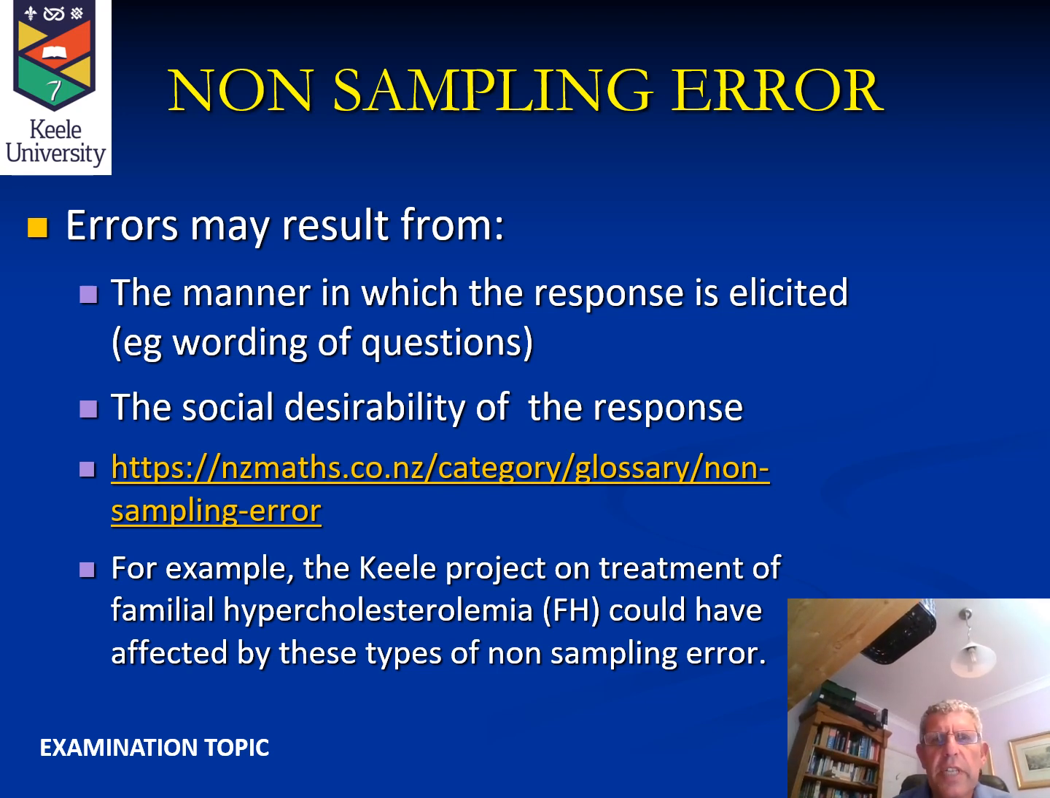So non-sampling errors can arise from a number of sources, a couple of which are shown here. For example, it could be that the questions are not very well phrased and people don't understand them, or they misinterpret them. And it could be something about the social desirability of the response, that people feel they have to give a particular answer. We could imagine that in the Keele project on FH, these kinds of errors could have fed into the results. So that's just something to think about when we're either conducting a study or interpreting data.